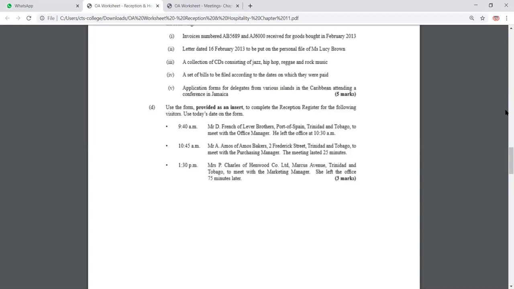What is the name of the visitor's company? Lever Brothers. Right, so under visitor's company, it's Lever Brothers. Very good. What's the address of Lever Brothers? Port of Spain, Trinidad and Tobago. So that goes under the address column: Port of Spain, Trinidad and Tobago.